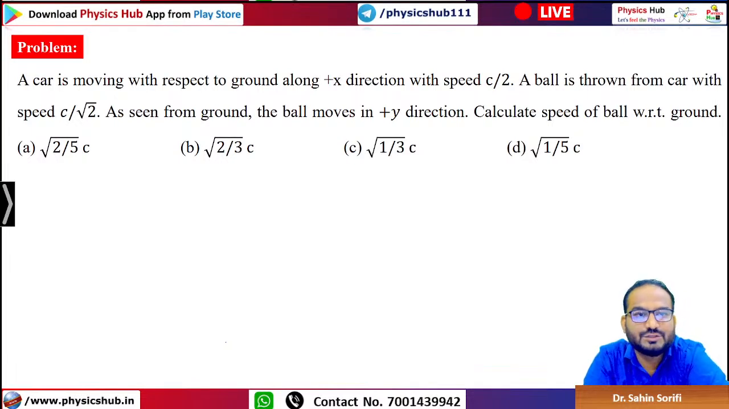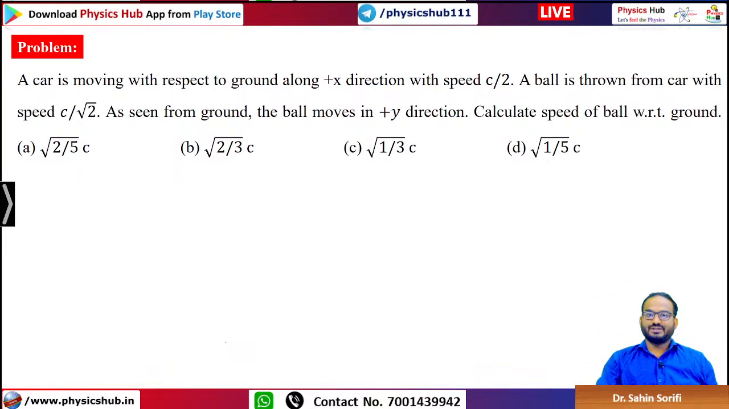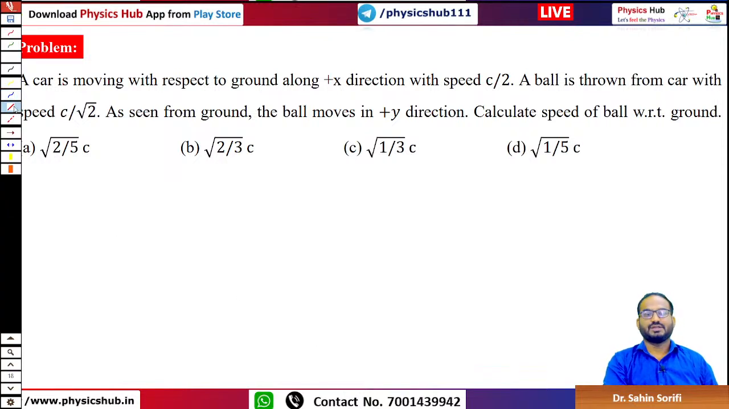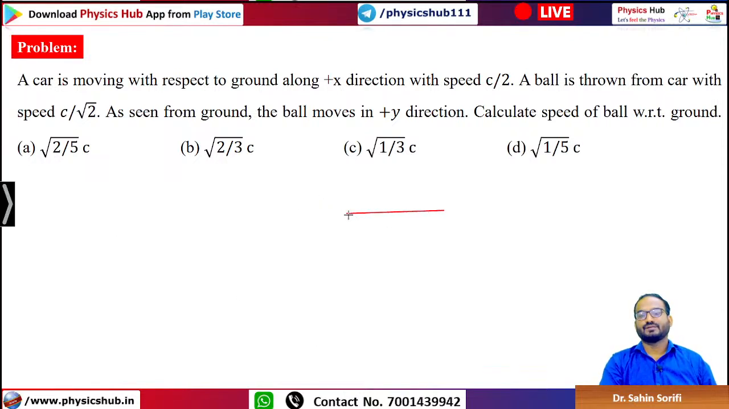Chalo, let's do this problem. A car is moving with respect to ground along x direction with the speed c by 2. Okay, let's change the figure now. This is the ground. Let's say ground means S frame. This is your S frame. S frame is the rest frame.